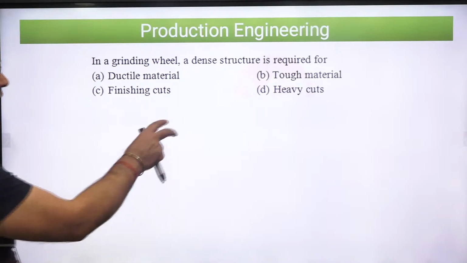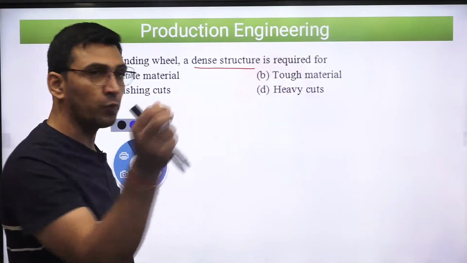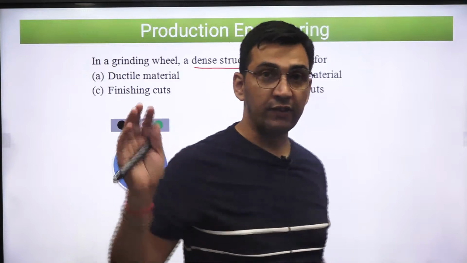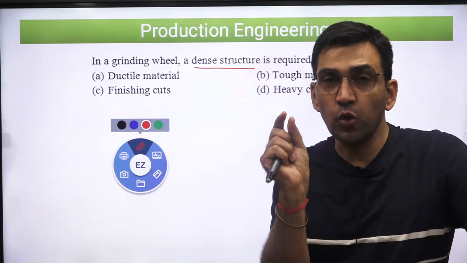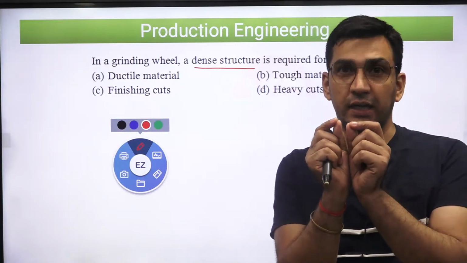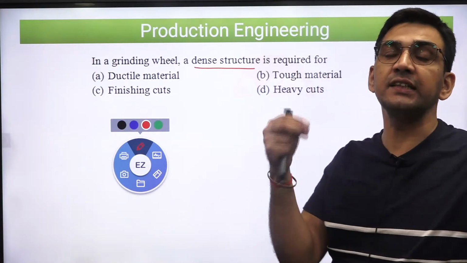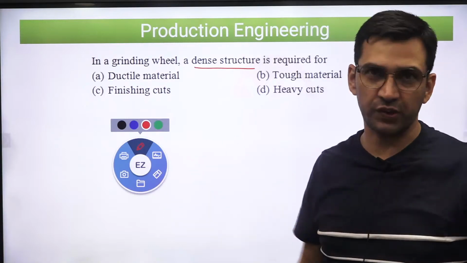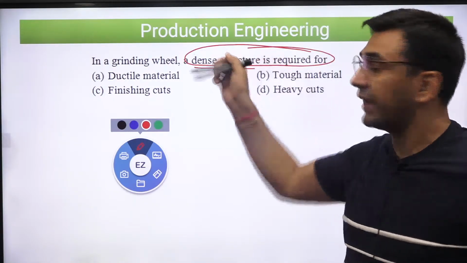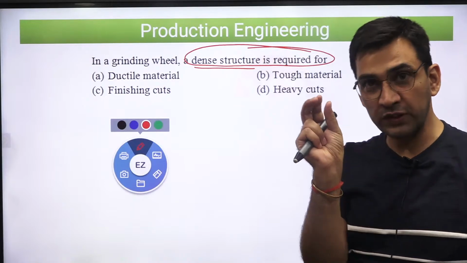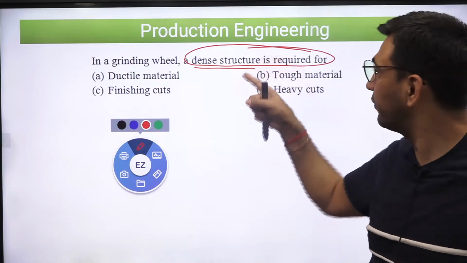Now in grinding wheel a dense structure is required for. Again you have to see these terms should be very clear to you: dense, open structure, hard wheel, soft wheel and all that. Dense structure is how densely those abrasive grain particles are, how close they are to each other. If they are very close, we say dense structure. But if gap is more, then we say open structure. तो dense structure का मतलब gap कम है, open structure gap ज्यादा है. So from there you can get the idea what kind of material you can grind with that particular wheel.